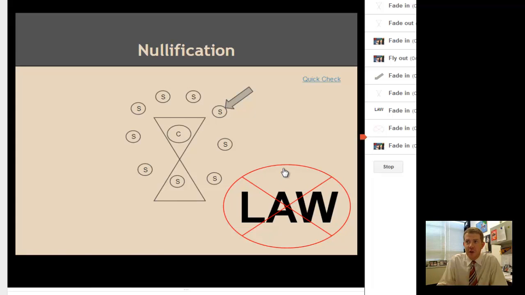Right? This is the theory of nullification. The idea that an individual state would get to decide if a law violates the Constitution, and if it does, they would get to void that law in their state. So what he was saying in the Kentucky Resolution is that Kentucky has the right to say, we are not going to enforce the Sedition Act in this state because it violates the contract, the Constitution.